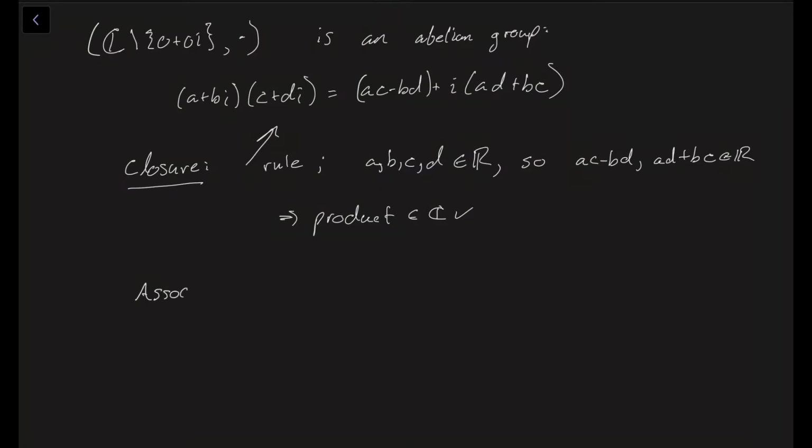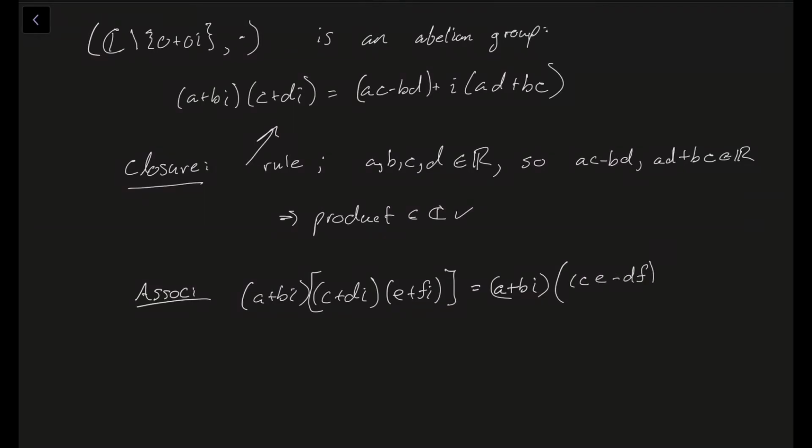Right, next let's look at associativity. So we want to show that some complex number, a plus bi, times the quantity c plus di times e plus fi, is the same as the quantity a plus bi times c plus di, all times e plus fi. To do that, we're just going to multiply everything out, and the steps are shown on the screen.